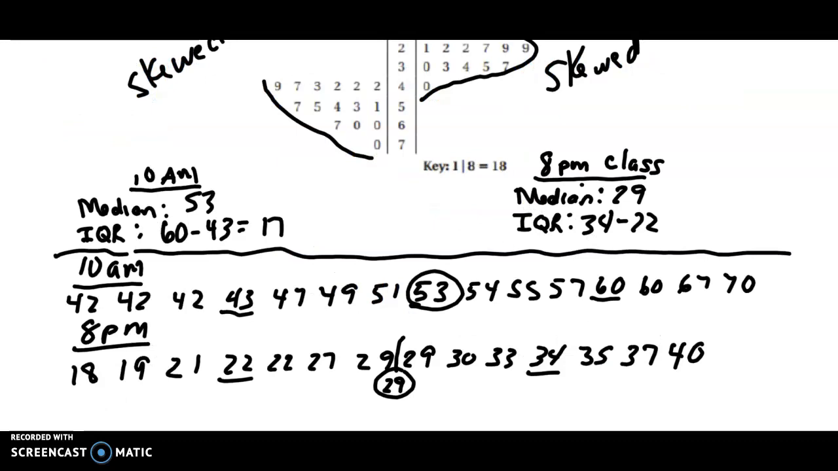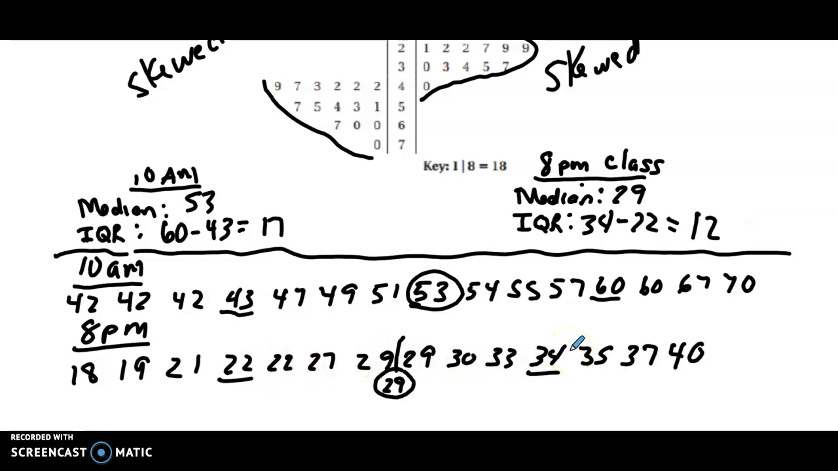All right, let's see how you did. The median for the 10 a.m. class was 53, and the interquartile range was 17. And this is my work here for the 10 a.m. class. For the 8 p.m. class, the median was 29, and the IQR was, I didn't actually do that. The IQR is 12. And again, my work for that is down here.